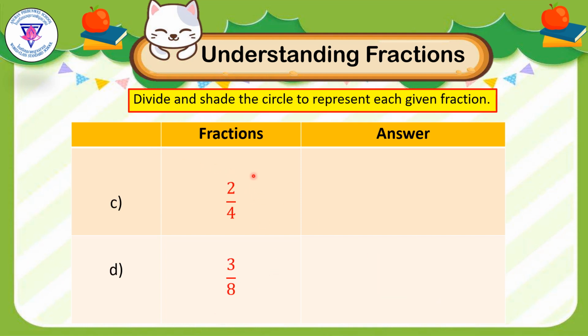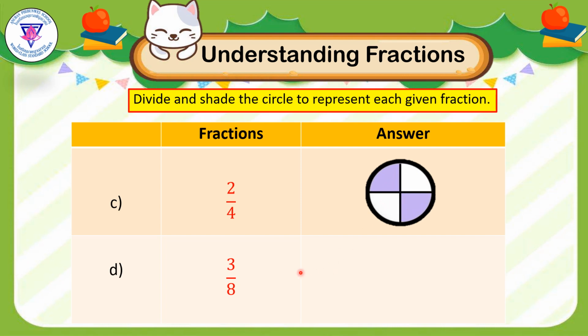Letter C is 2/4 and letter D is 3/8. So how are you going to divide the circle? Okay, so it should be like this. So this circle is divided into 4 parts. We have 1, 2, 3, 4. Since the fraction is 2/4, so you need to color 2 parts out of 4.